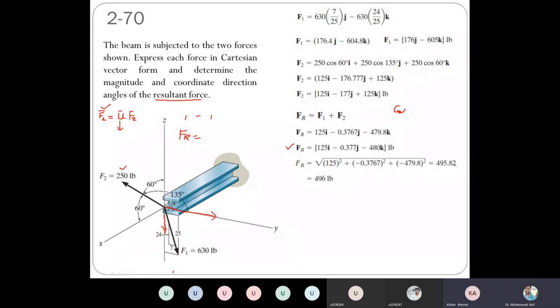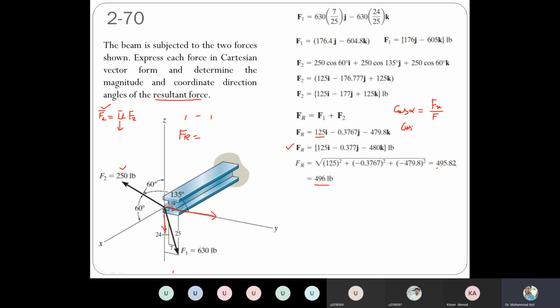What is the value of cos alpha? For example, because we want to calculate the result for the resultant force, cos alpha will be equal to 125 over 496. I mean, Fx component divided by Fr, the resultant force. So what is the x component? 125. And what is the total magnitude? 496. So similarly, you have to take the cos inverse, then that will be the value of alpha.